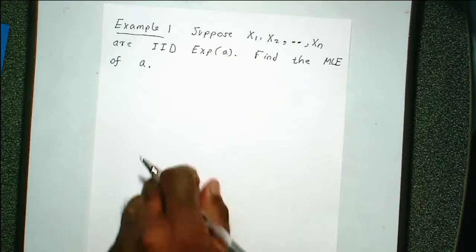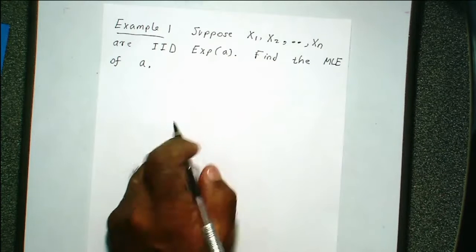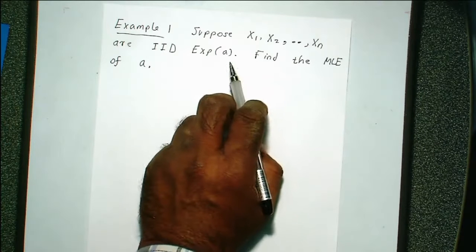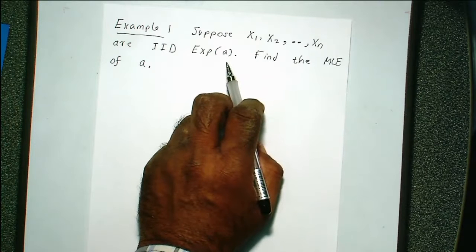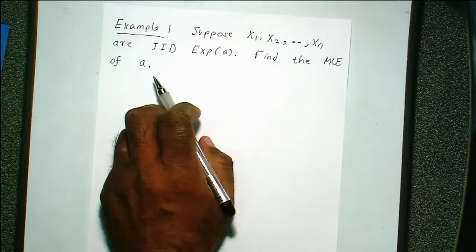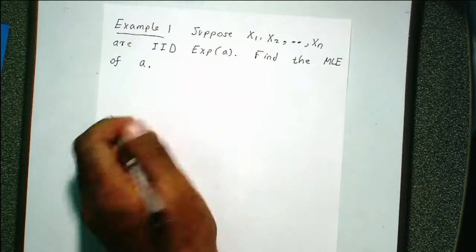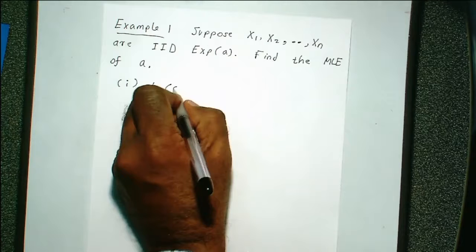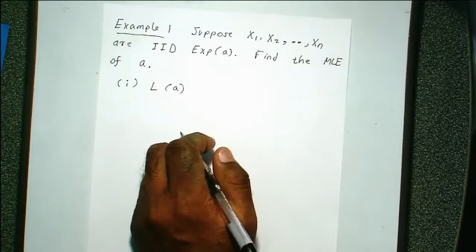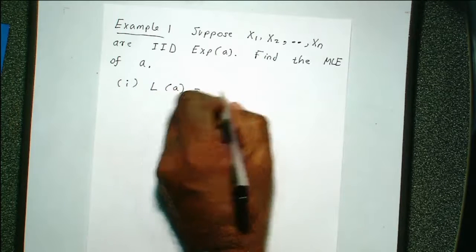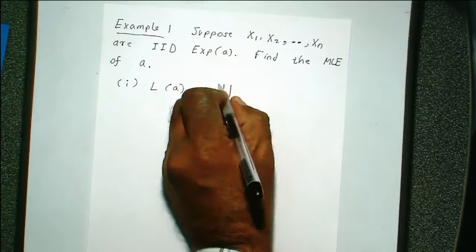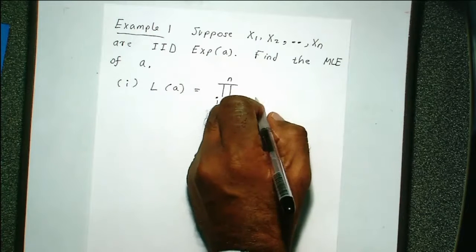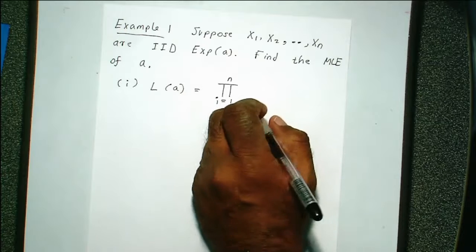You have a random sample from an exponential distribution. I'm sure all of you know this distribution, with parameter A. And we want to find the MLE of A. So what's the first step, guys? The first step is to write down the likelihood function of A, which will be the product i from 1 to n of what's the density of the exponential?